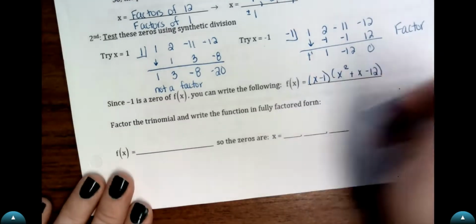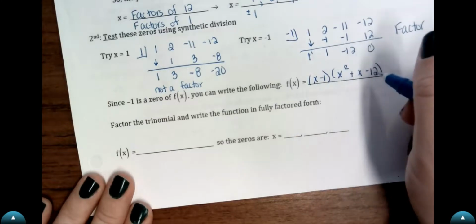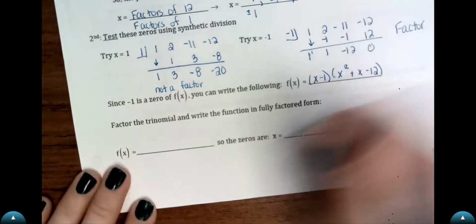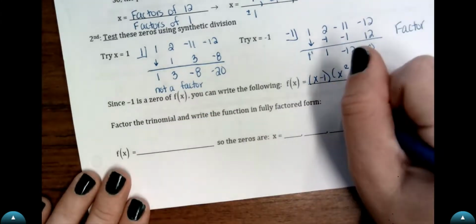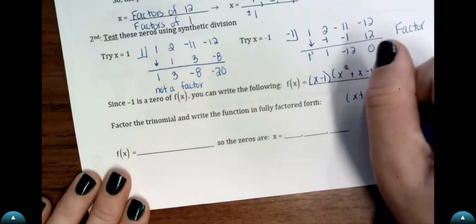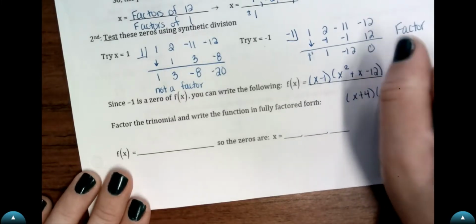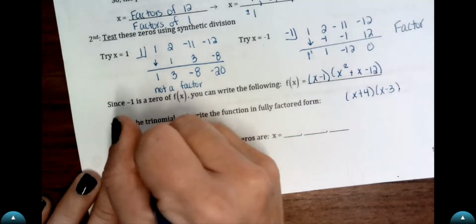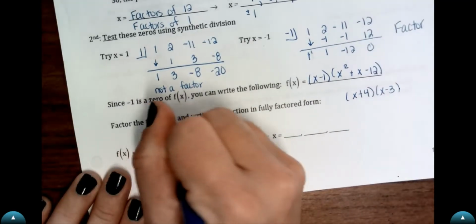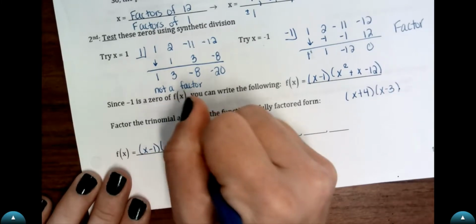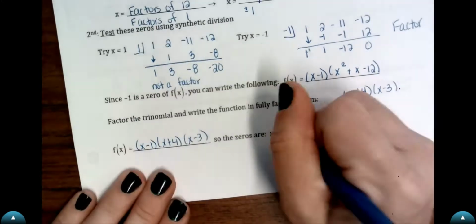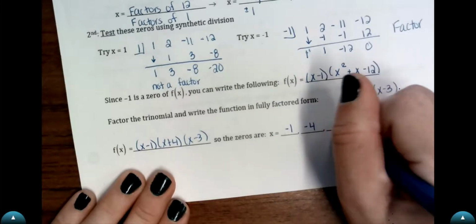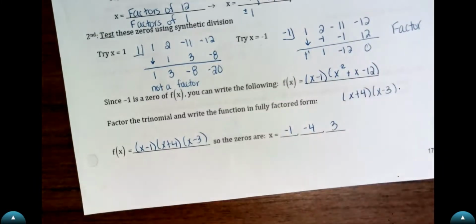So to factor x squared plus x minus 12 would mean that I would have x plus 4, x minus 3. So our fully factored form would be x minus 1, x plus 4, x minus 3, which would give us zeros at negative 1, negative 4, and 3. Oh, positive 1.